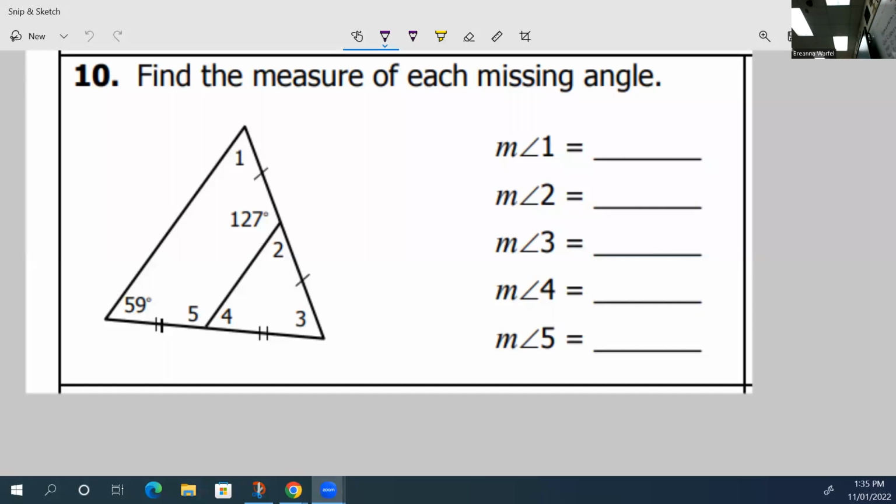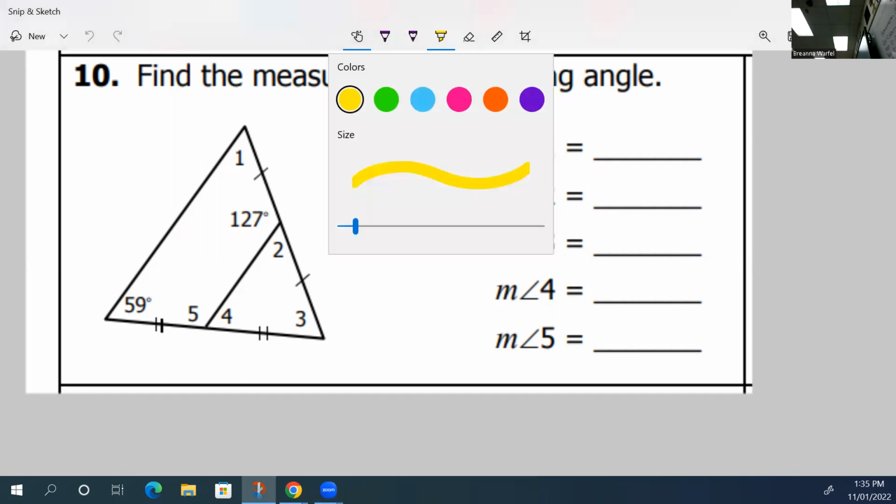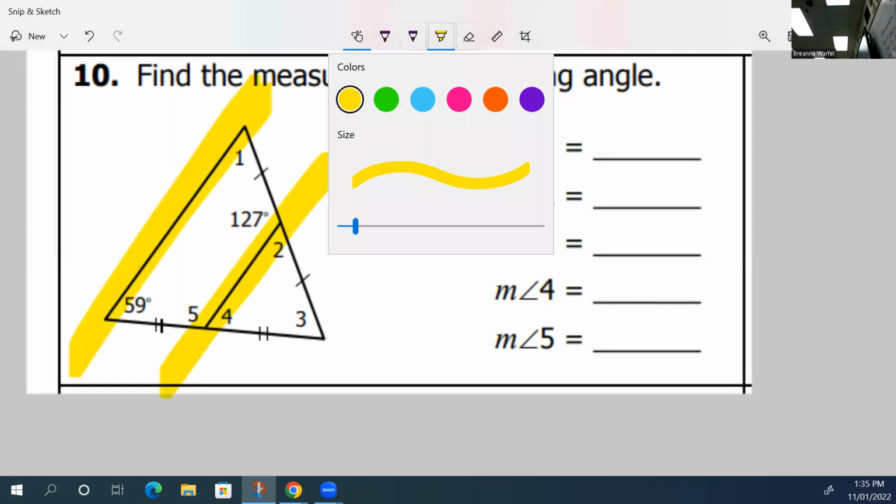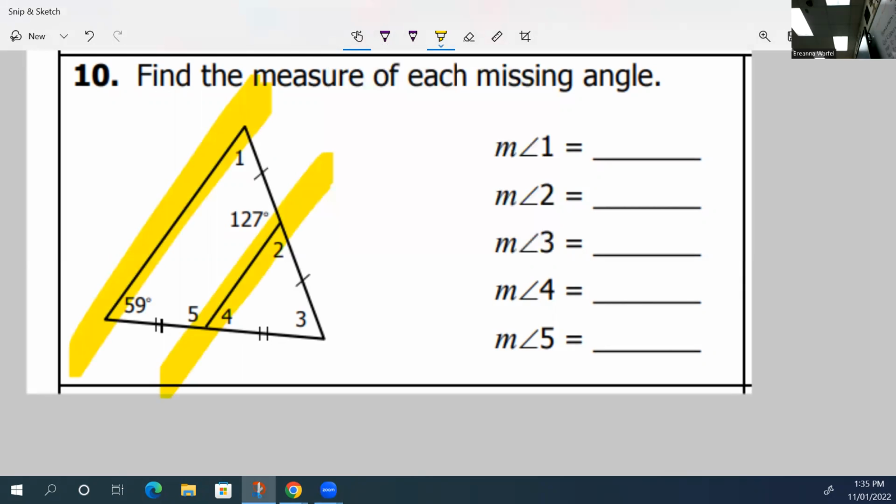Okay, guys, we are going to go over number 10 in your notes. So everybody go to number 10, because we didn't get to these today in class or yesterday in class, so we need to do them together. What you know about mid-segments is that they're parallel to each other. So this goes back to parallel lines and transversals. That is how we're going to solve for some of these missing angle measures.